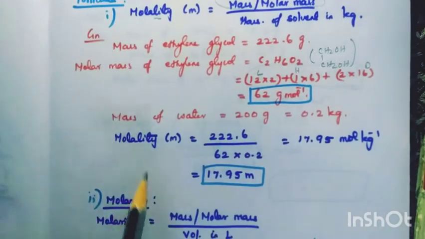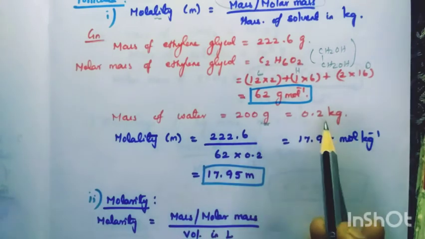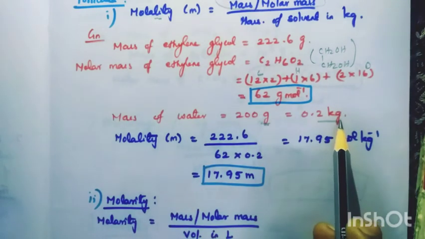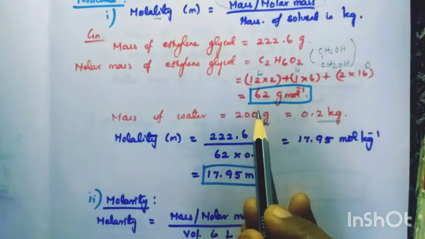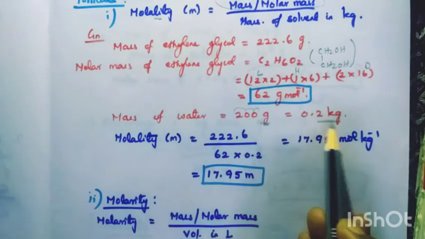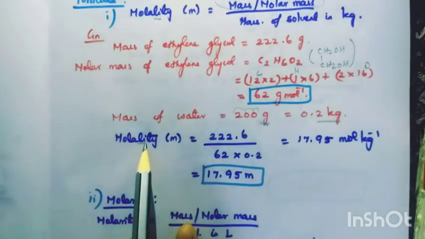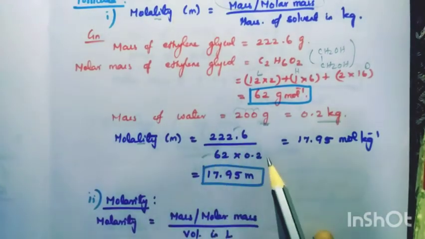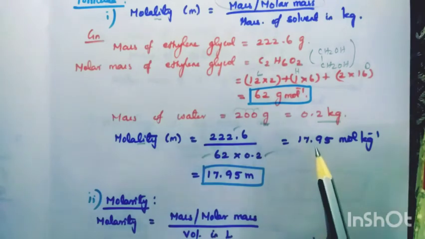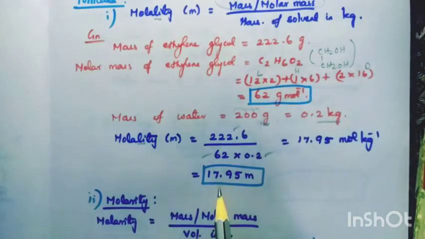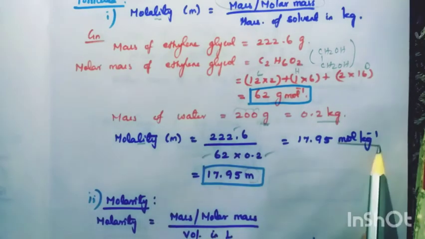The mass of water is given as 200 gram. It should be in kilograms in the formula, so 0.2 kilogram. Now molality: substitute mass by molar mass into the mass of the solvent. This is equal to this one. So we get the answer. Molality, small m, in mole per kilogram.